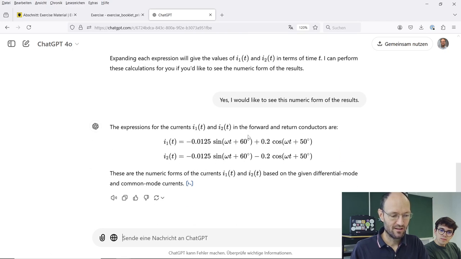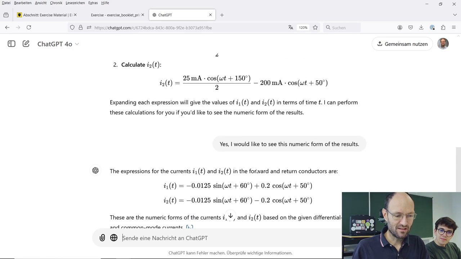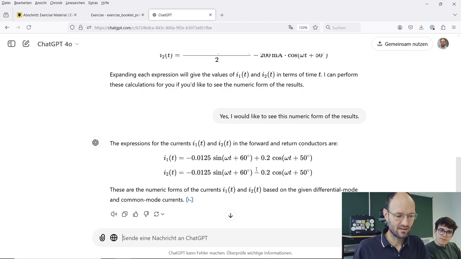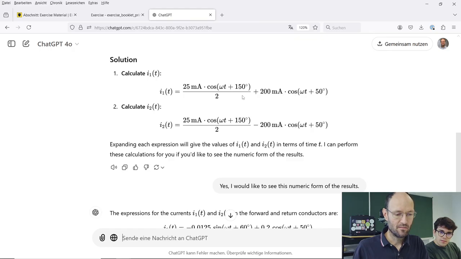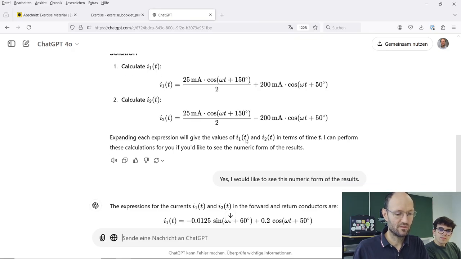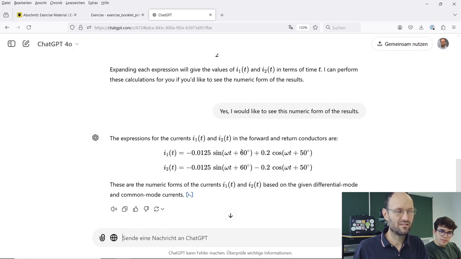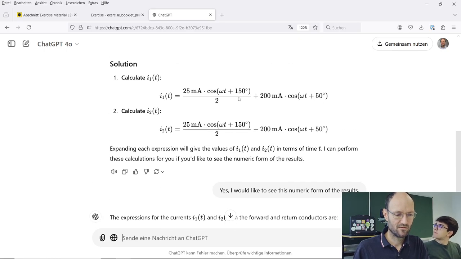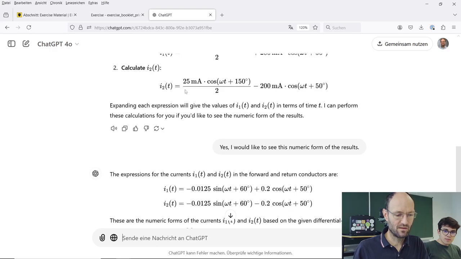Yeah, and now, where does the plus 60 come from? Okay, something like this, converting the plus 150 degrees, but then plus 60, does this make sense? No. Can you go back to the... change the magnitude? It changed the magnitude, and this makes sense because 25 divided by 2 is 12.5. The ampere is missing in this case.